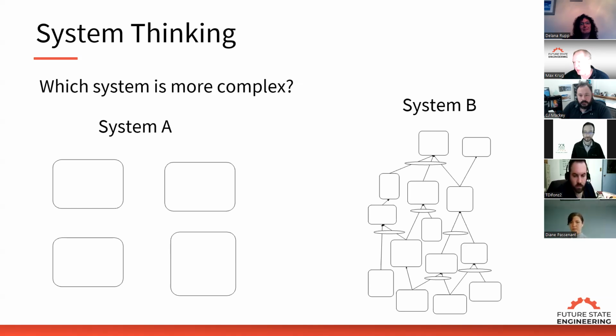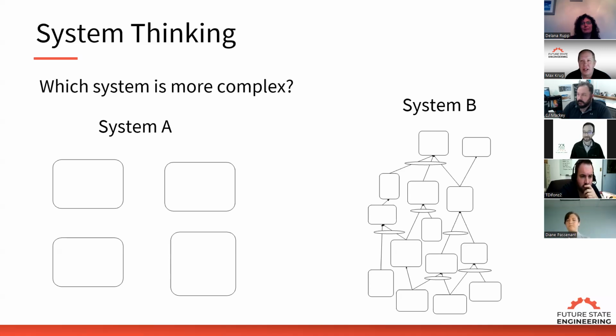Is it B? What's that? Is it B? Or is this a trick question? Yeah, you're right, Keith. So a lot of people look at system B and say, wow, that's really complex. There's a lot of boxes, there's a lot of arrows, right? A lot of connections.